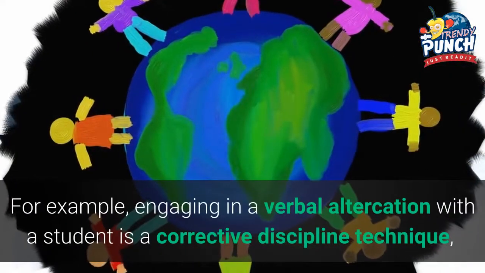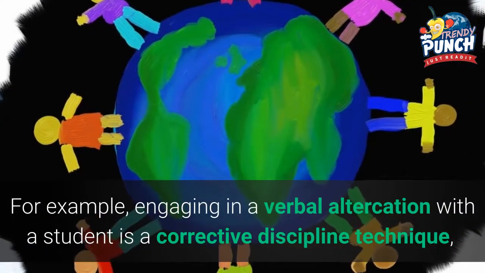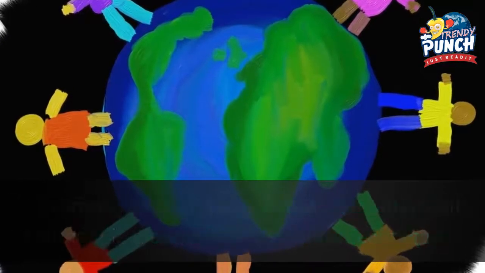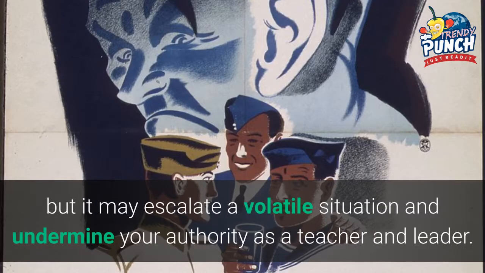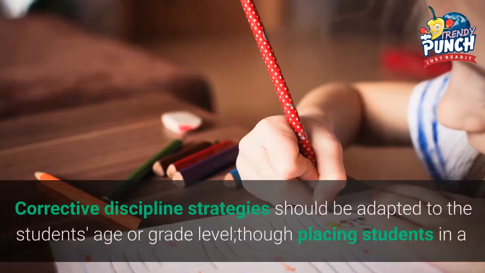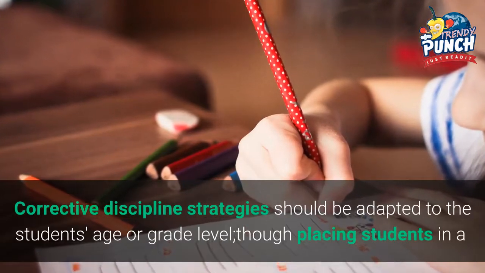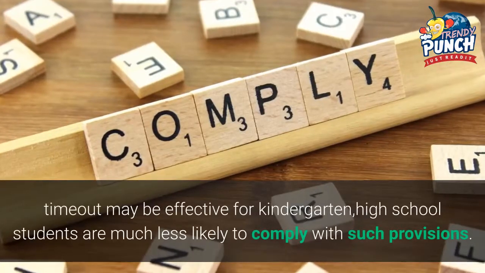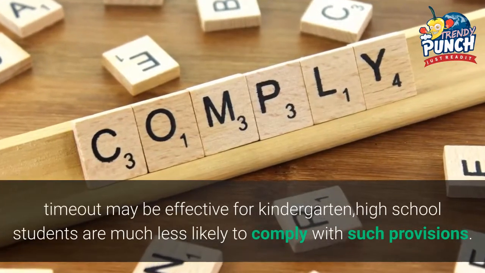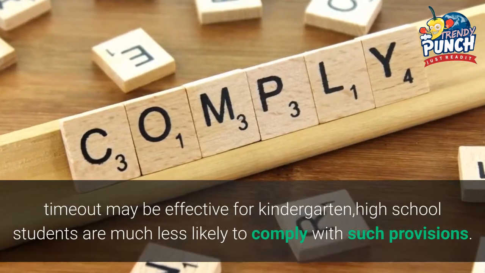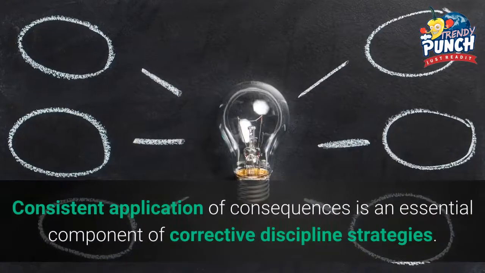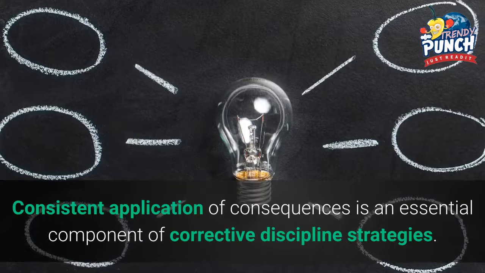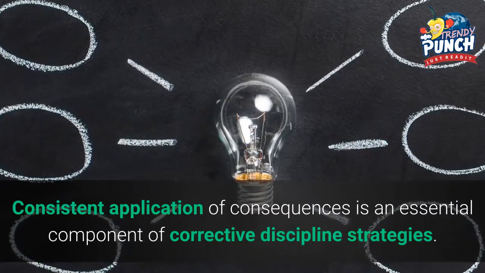For example, engaging in a verbal altercation with a student is a corrective discipline technique, but it may escalate a volatile situation and undermine your authority as a teacher and leader. Corrective discipline strategies should be adapted to the student's age or grade level. Though placing students in a timeout may be effective for kindergarten, high school students are much less likely to comply with such provisions. Consistent application of consequences is an essential component of corrective discipline strategies.